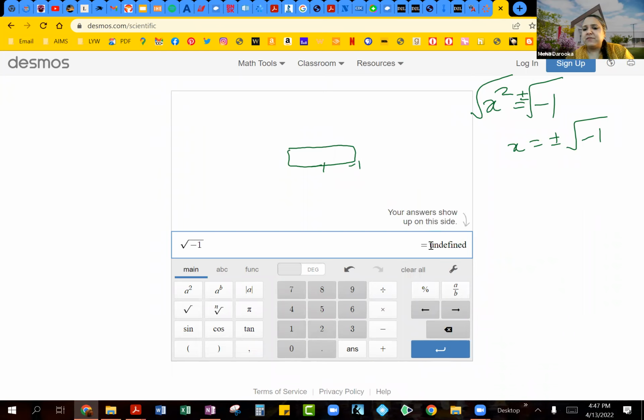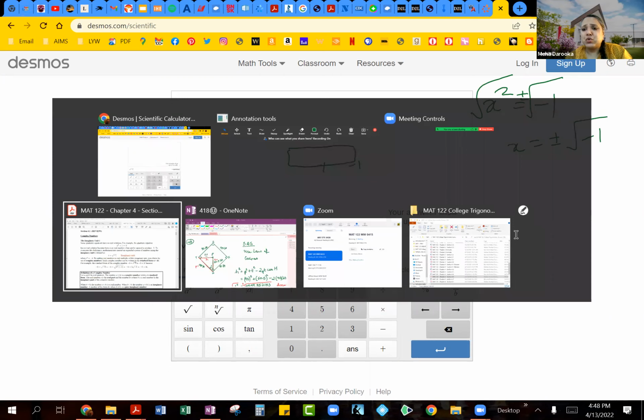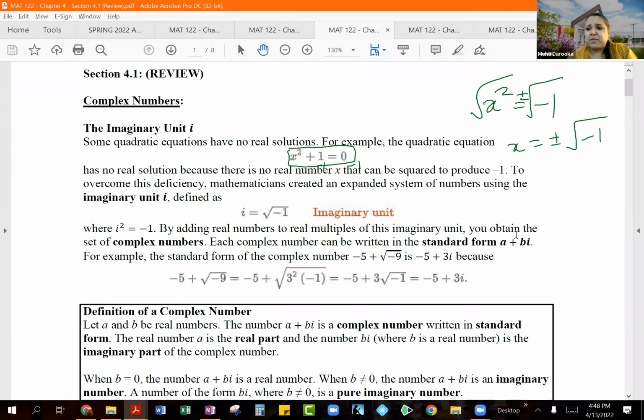You will see it gives you an undefined. If you try this on a handheld calculator, it should give you an error message, or a domain error. So as you can see, we are not able to take the square root of a negative number, and this is true for all negative numbers. You could have had a -4 in there and you would have still run into the same issue.